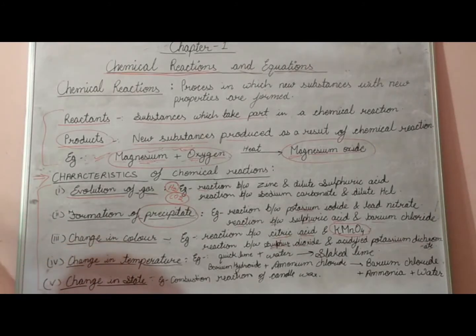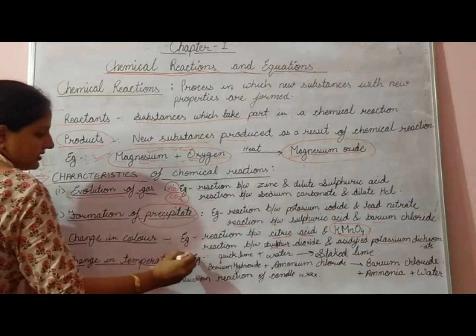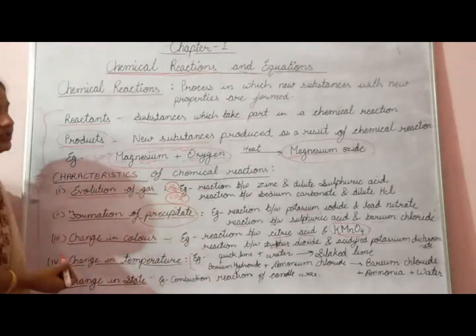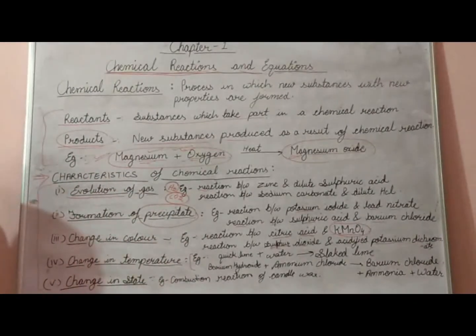Next is the change in temperature. A few reactions are there in which we can observe a change in temperature. Either heat can be evolved or heat can be absorbed. So we have two types of reactions: exothermic reaction and endothermic reaction. An exothermic reaction is one in which heat is evolved, and an endothermic reaction is one in which heat is absorbed.